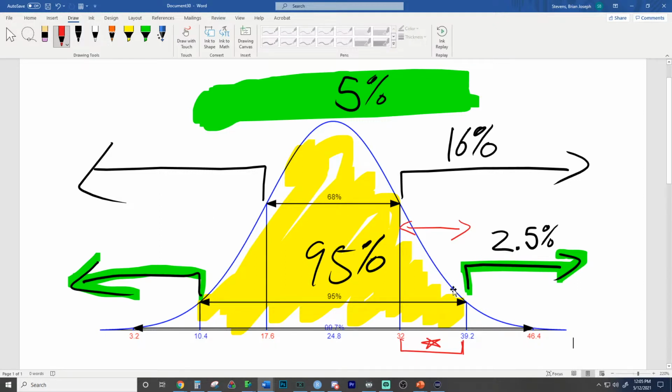So if there's 2.5 from here over, and there's 16 from here over, then the area between these numbers would be what? It's just saying from here over there's 2.5, from here over there's 16. So that means this has to be the difference between them, right? 13.5, bingo.